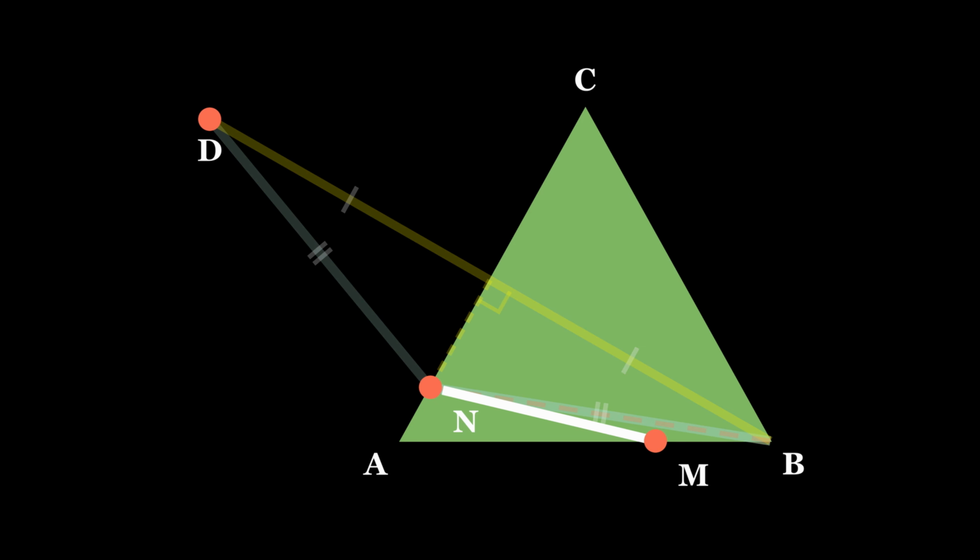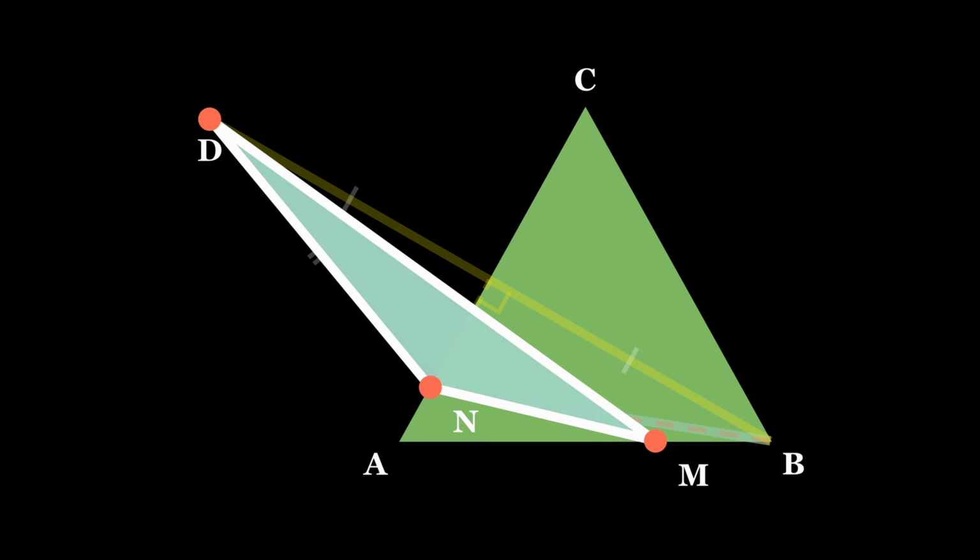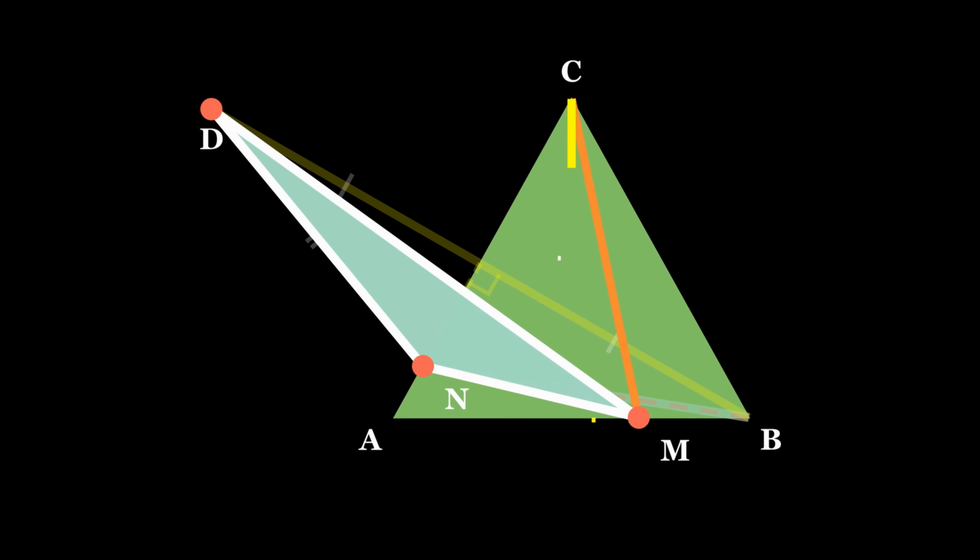Now if we connect M, N, and D, we've got a triangle that matches BN and MN. But what about the third side, CM? Let's do the same thing for CM.